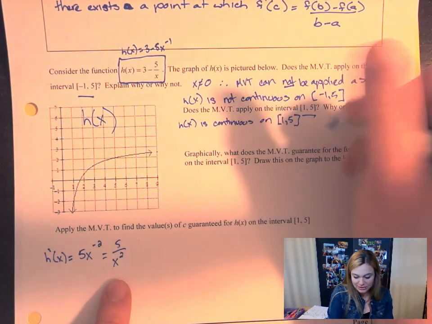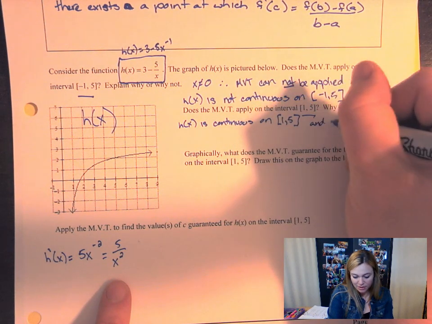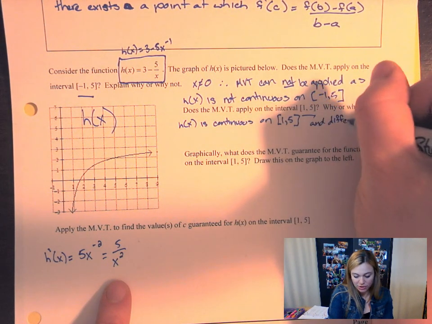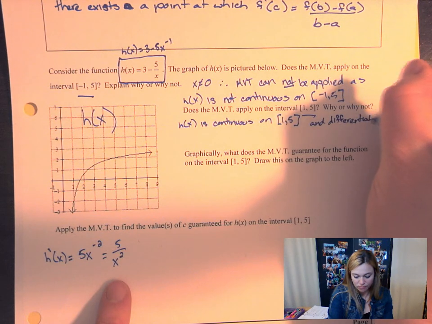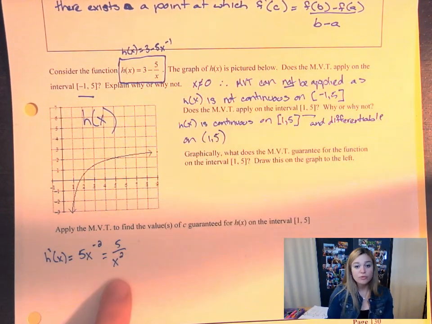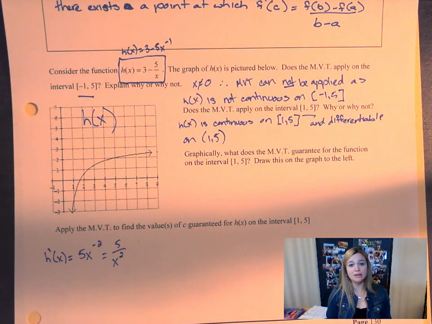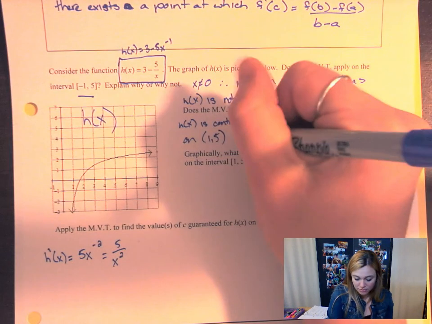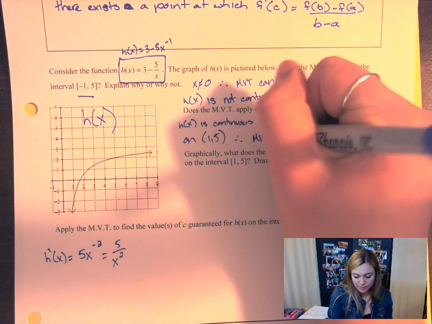So h of x is continuous, and I can say differentiable on the open interval, so differentiable on 1 to 5. For mean value theorem, that's all we need. We need a function that's both continuous on the closed interval and differentiable on the open. MVT can be applied.